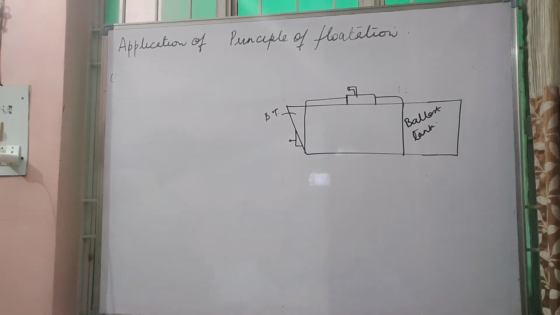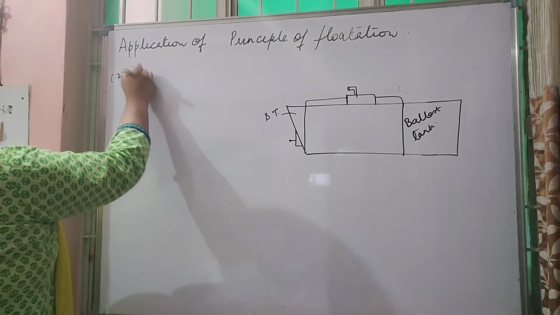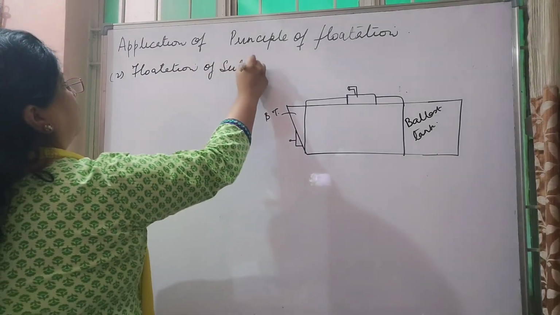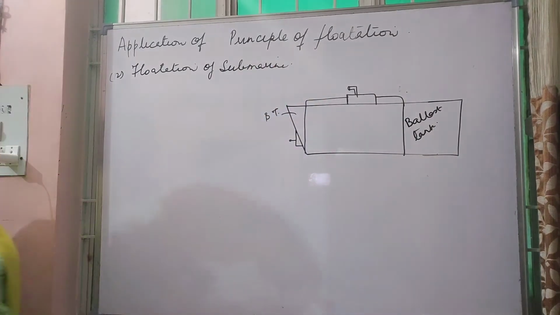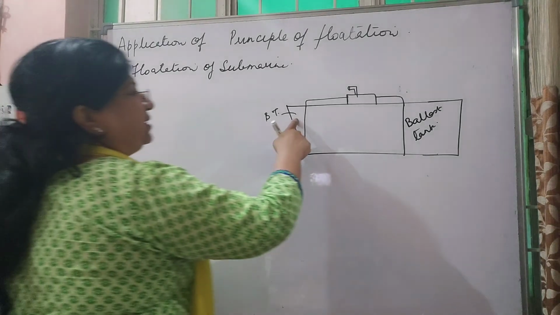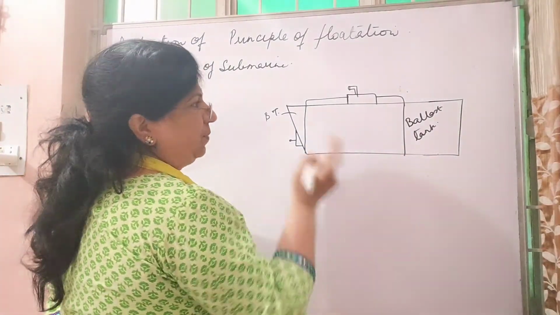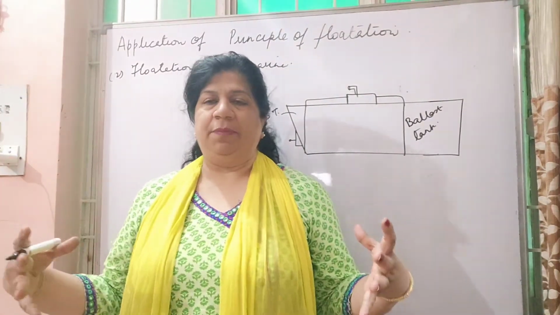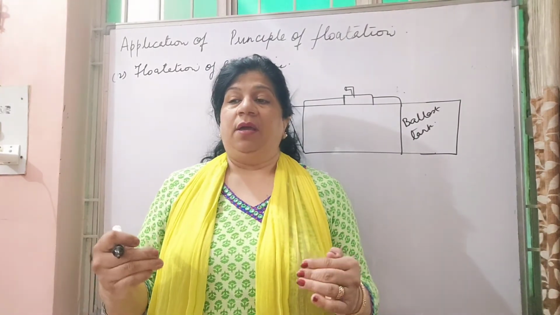Now the second is flotation of submarine. A submarine is a streamlined, shaped watertight boat provided with several ballast tanks in the front and rear parts. Means these are the ballast tanks. Now I'll tell you what is the function of ballast tanks. And a submarine, as you know, is a streamlined or fish-shaped boat, you can say, which moves underwater.